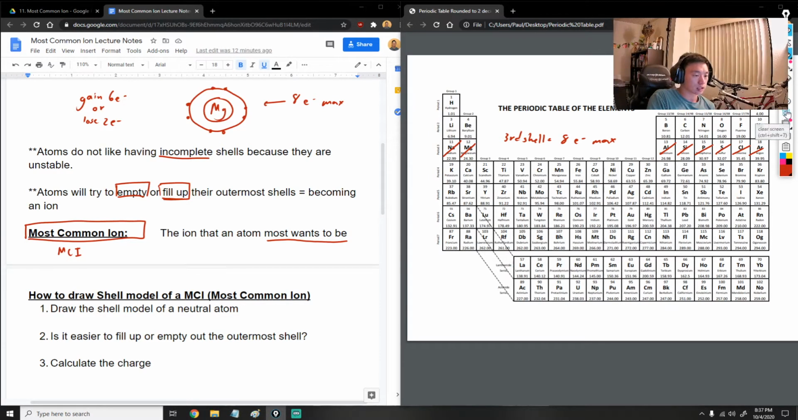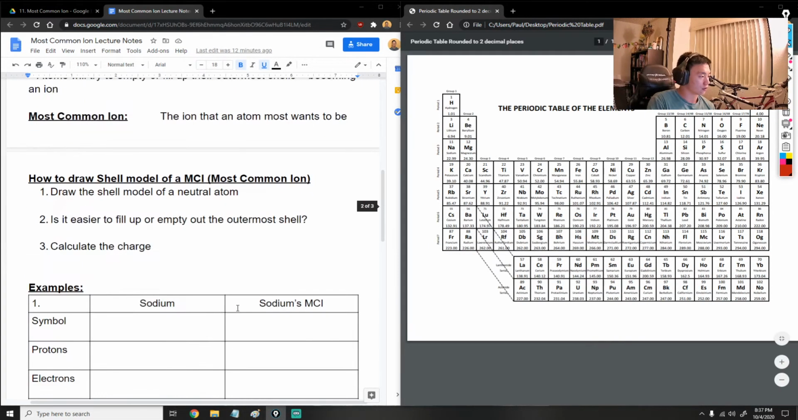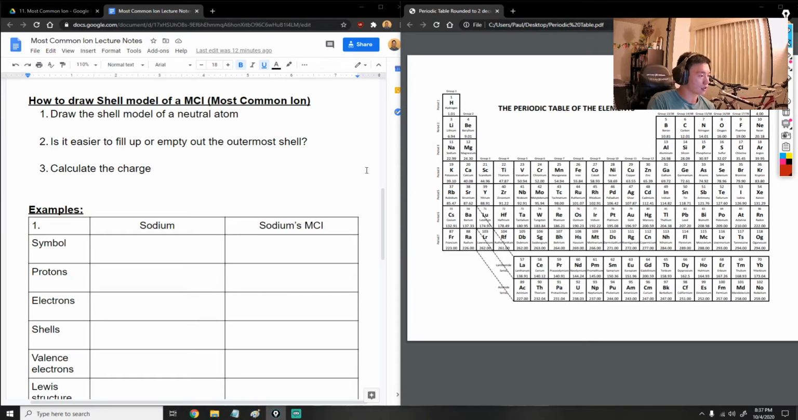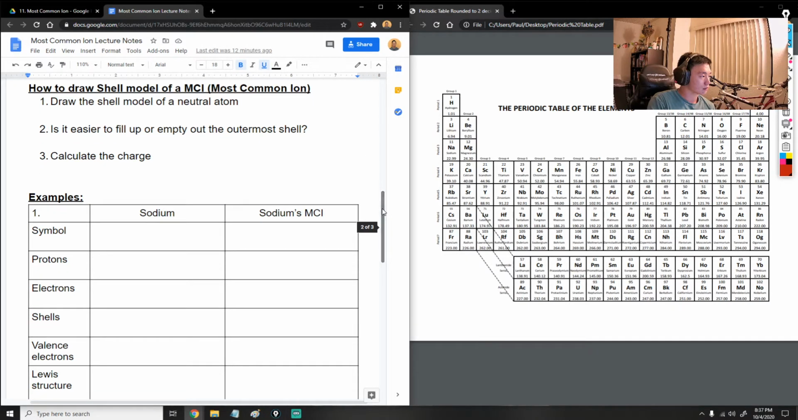All right, so let's talk about how we can draw the shell model for an MCI. And we're going to do that with an example. Alrighty, so we have this table here, and we're basically just going to fill it out. We're going to start off by doing the column on the left, because the left column is easier.